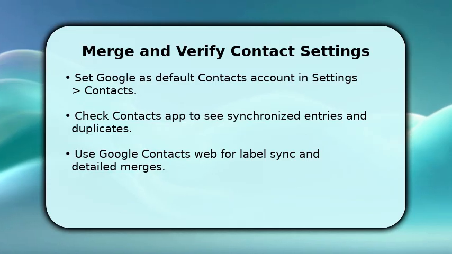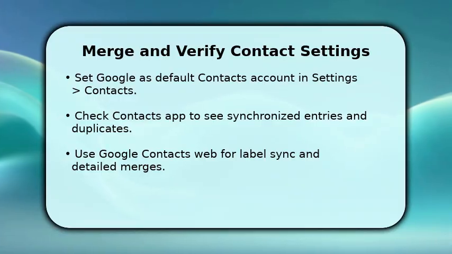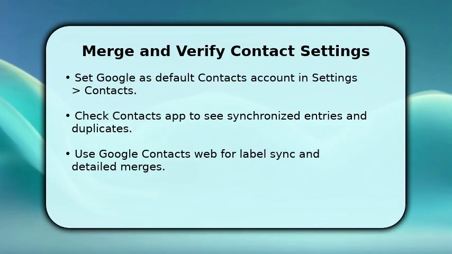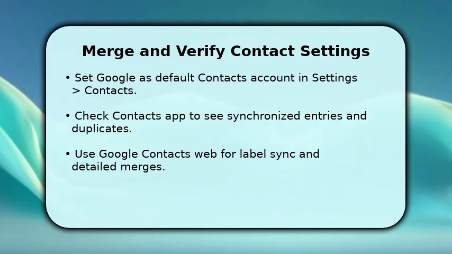If you want fine control, sign into Google Contacts on a browser. Review labels and merge duplicates there because Google's web tools handle bulk merges more reliably. Make sure changes sync back to your phone.